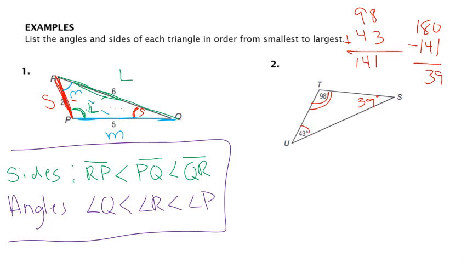So now if I go ahead and put these in order, my smallest angle is angle S. And my smallest side is opposite, which is TU, or UT.